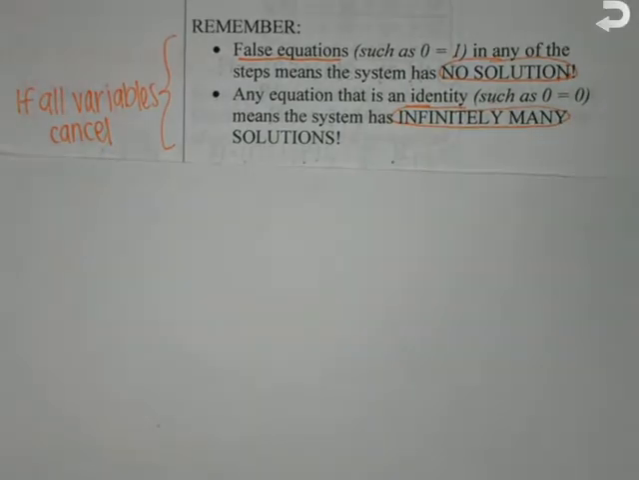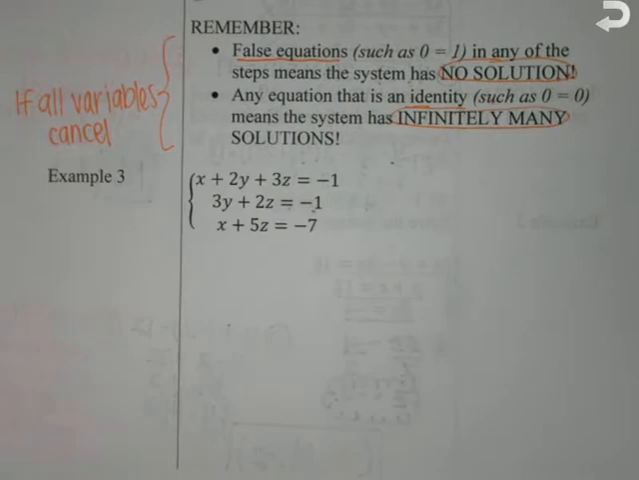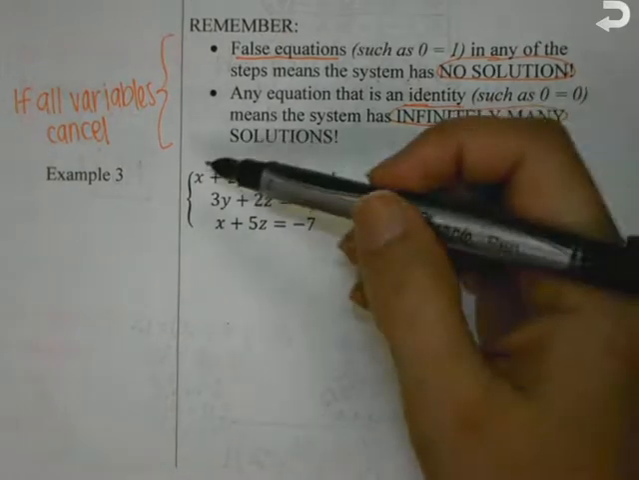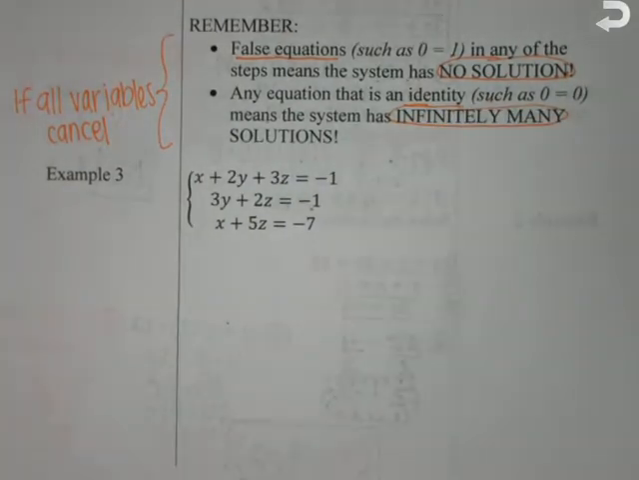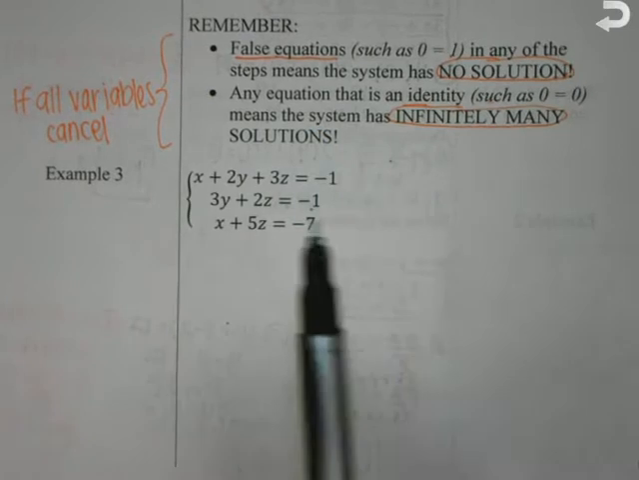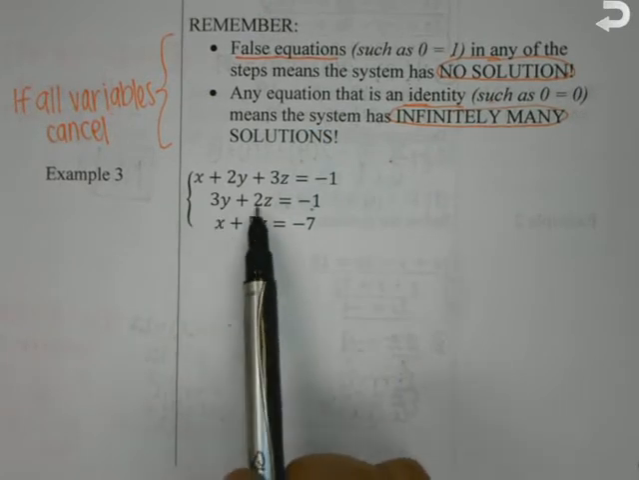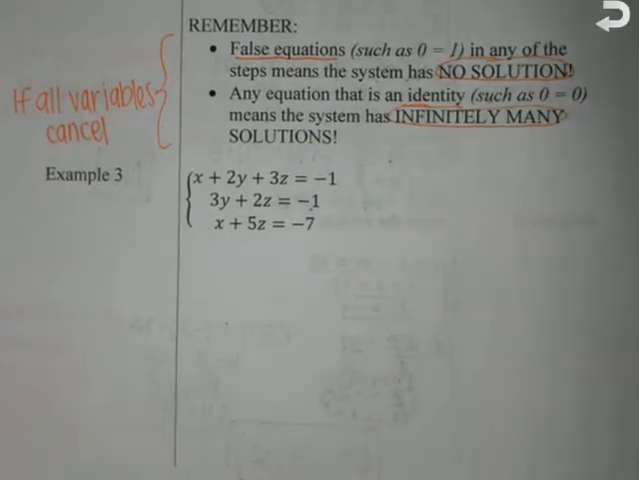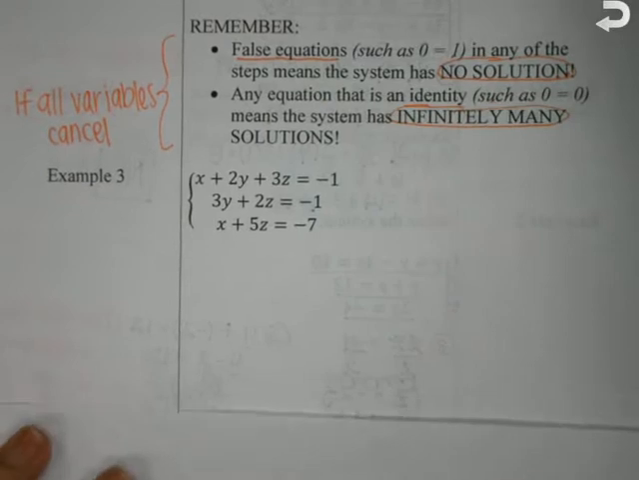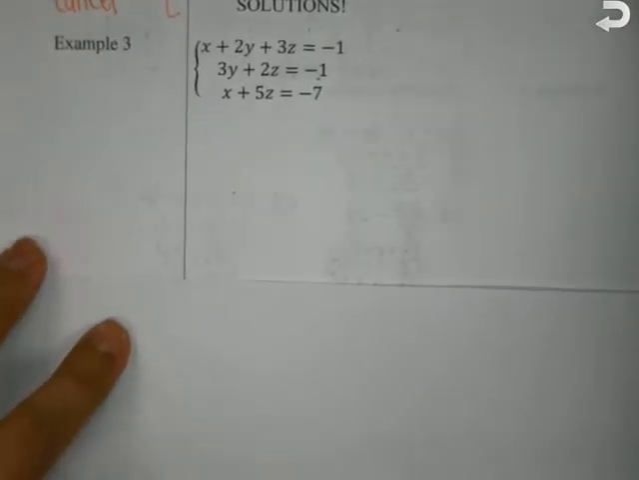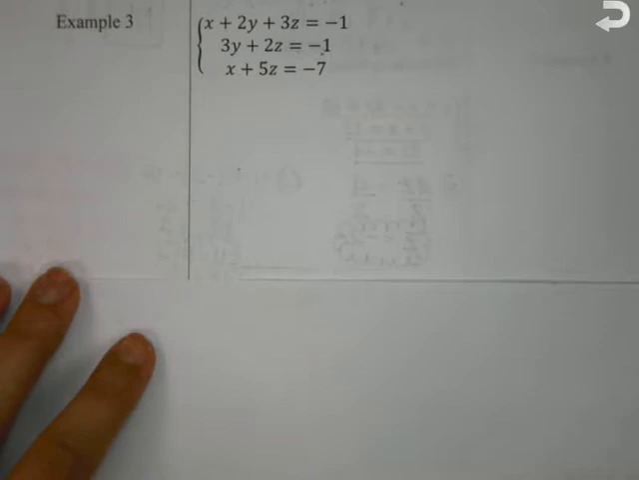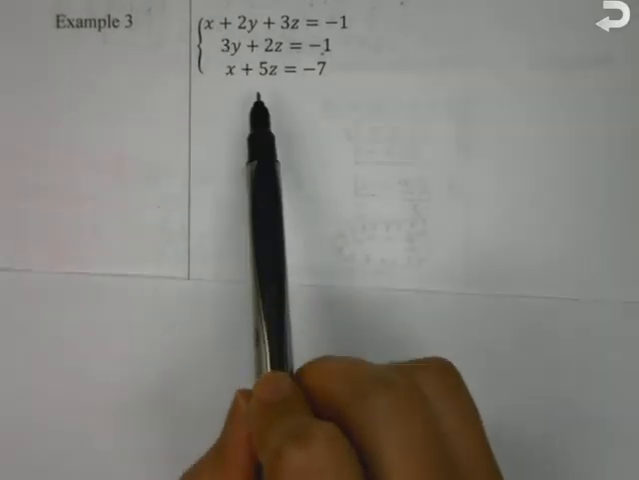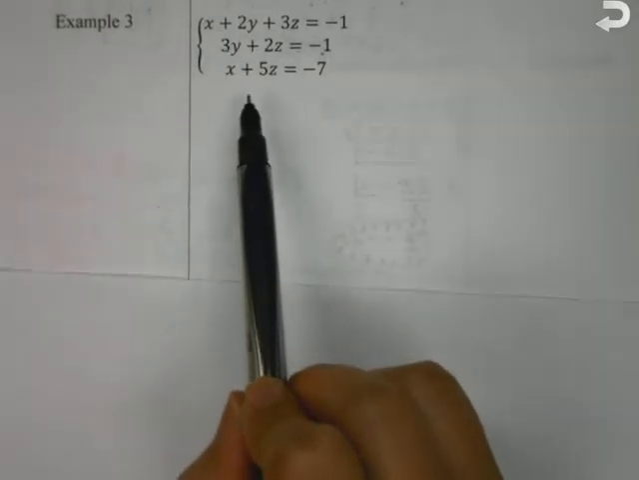All right, so example number 3. My first equation is x plus 2y plus 3z equals -1. Second equation, 3y plus 2z equals -1. And x plus 5z equals -7. Now this one, we do sometimes have equations that are missing a variable, but it doesn't work out like the other one where we have just a z in the last one, right?